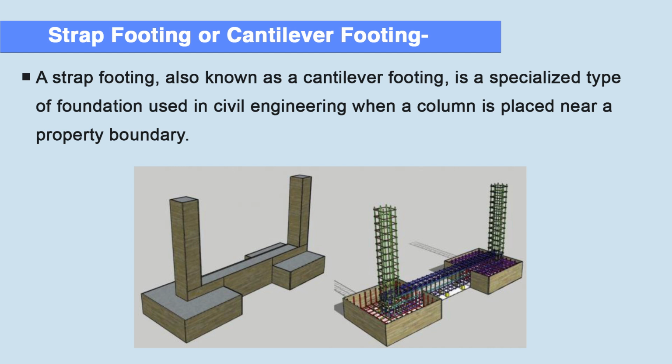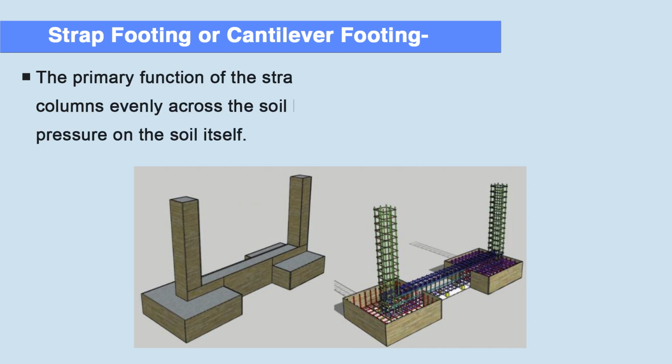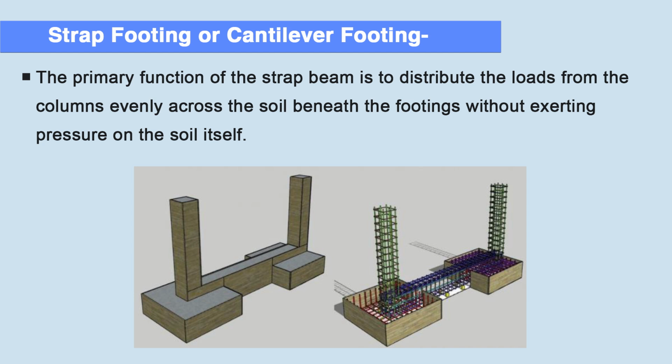So, what is strap footing? A strap footing, also known as cantilever footing, is a specialized type of foundation used in civil engineering when a column is placed near a property boundary. This advanced foundation system consists of multiple individual footings connected by a structural beam called a strap. The primary function of the strap beam is to distribute the loads from the column evenly across the soil beneath the footings without exerting pressures on the soil itself.